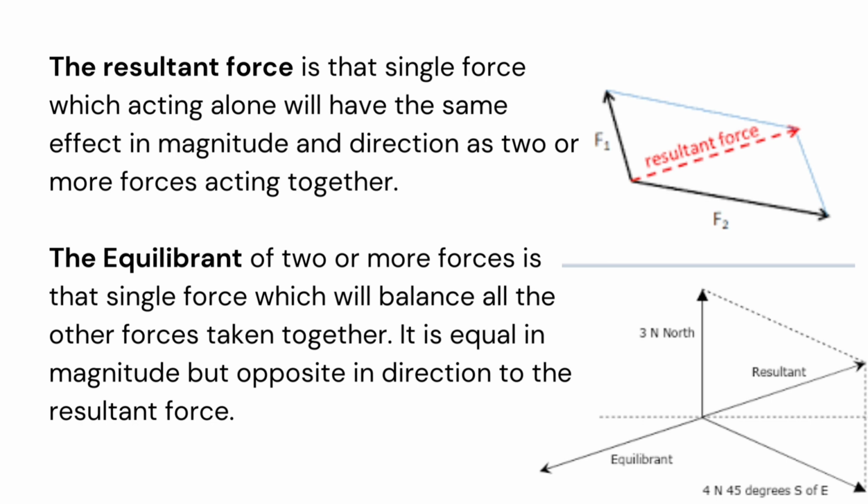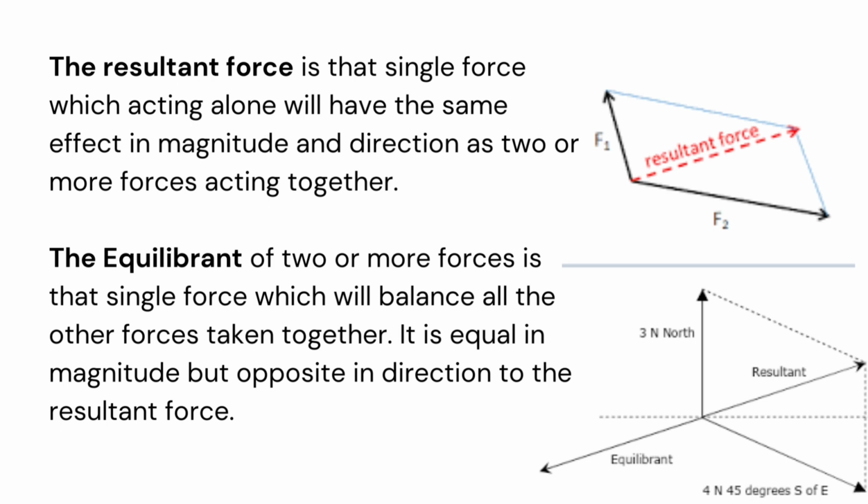The equilibrant. The equilibrant of two or more forces is that single force which will balance all the other forces taken together. It is equal in magnitude but opposite in direction to the resultant force. So in the diagram, the arrow pointing outside is the equilibrant force.